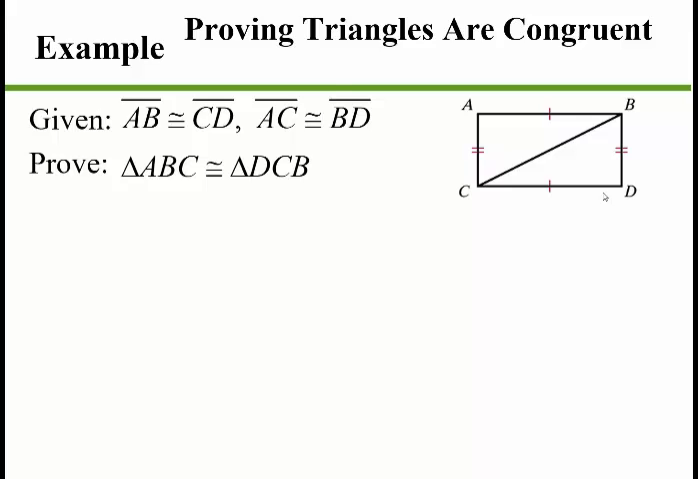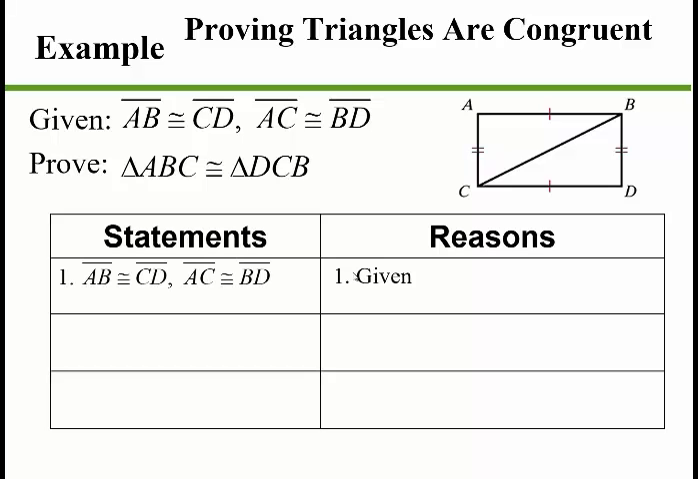All right, let's do an example. Let's prove triangles are congruent. I've got this rectangle with a transversal in it, and I'm given that side AB is congruent to side CD, and side AC is congruent to side BD. I want to prove that triangle ABC is congruent to triangle DCB. This one's pretty easy, so we'll do a two-column proof.